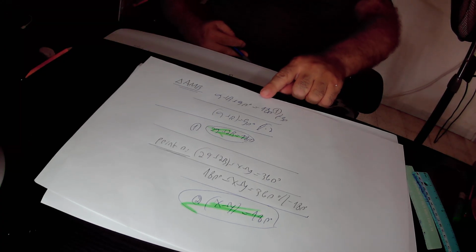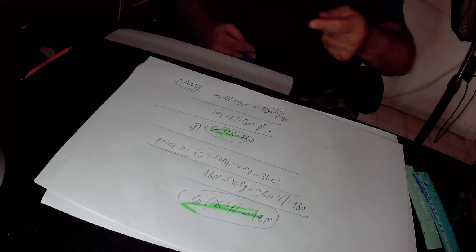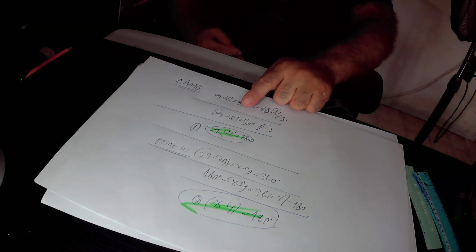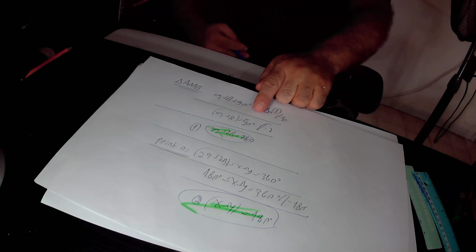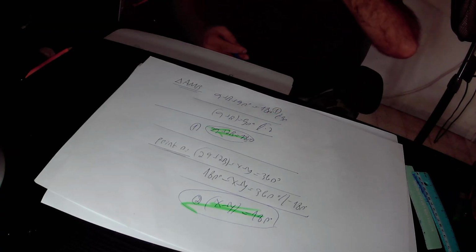Here we subtract 90 degrees from this equation, and we find that alpha plus beta equals 180 degrees minus 90 degrees, which is 90 degrees. So alpha plus beta equals 90 degrees. Here we multiply this equation by 2, and we find that 2 alpha plus 2 beta equals 180 degrees.